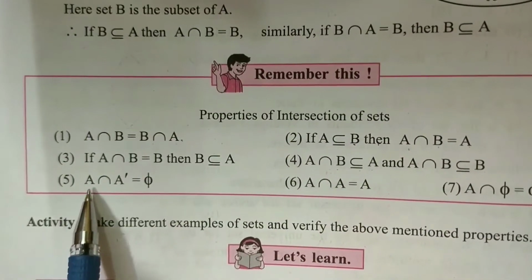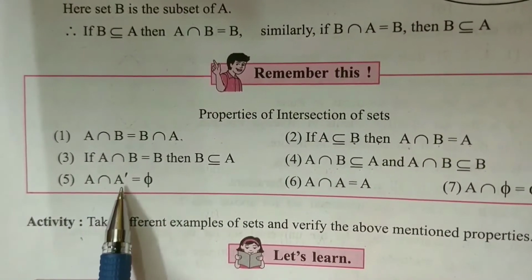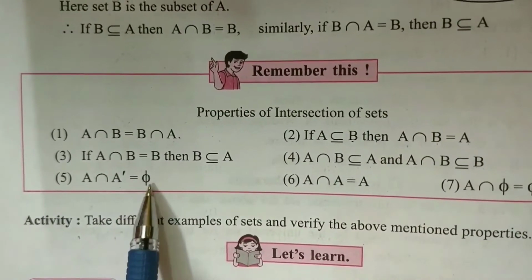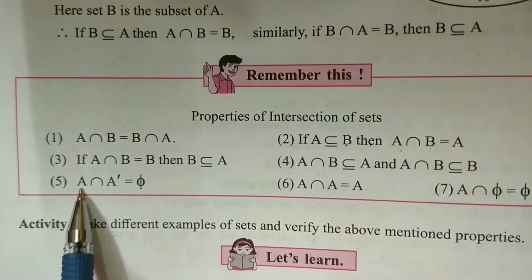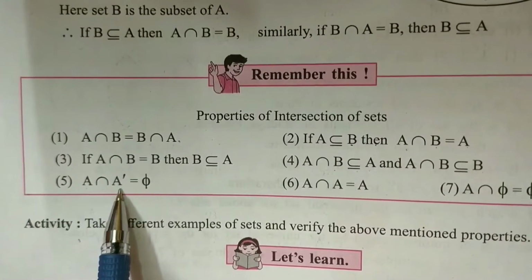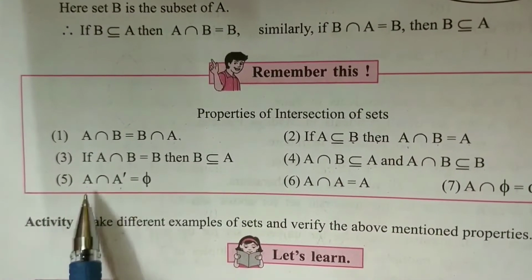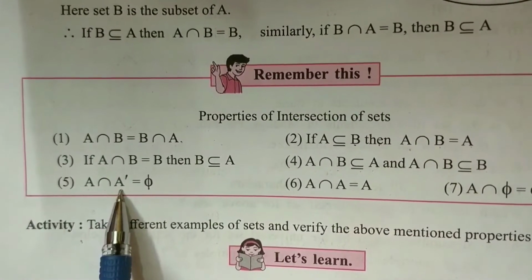Next property, A intersection of A complement is phi, means empty set. A means any set. A complement, the element which is not present in A but present in universal set.